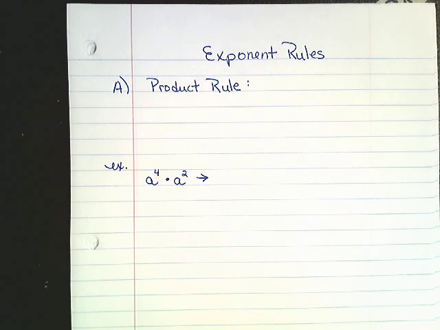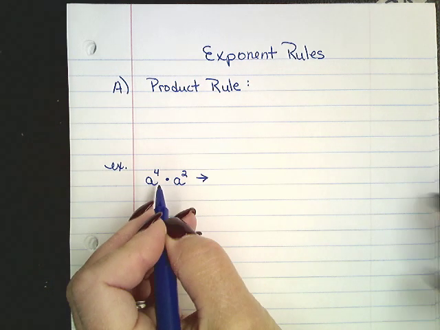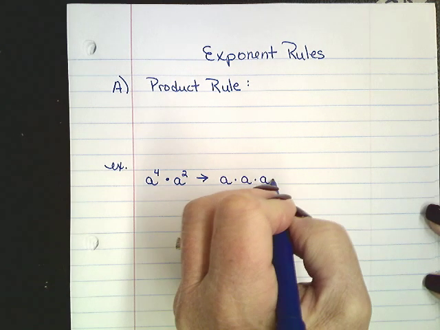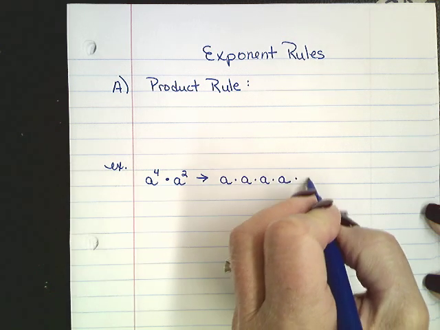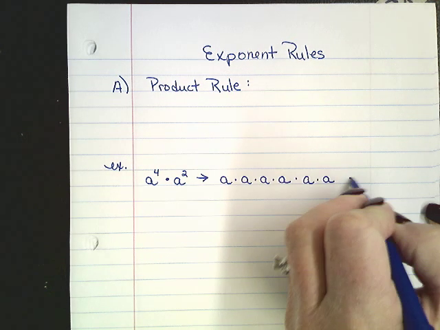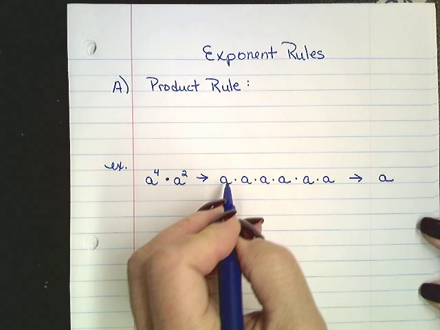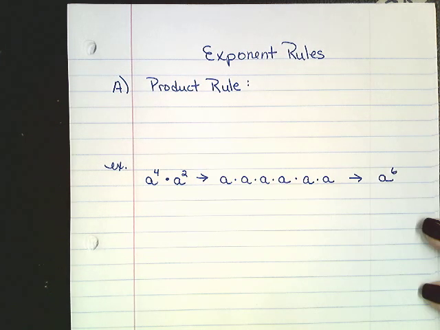Before we can figure out what the rule is, let's expand this. Let's expand like we learned in our lesson on Monday. So I'm going to take a to the 4th. That means there are 4 a's. 1, 2, 3, 4. And then I have 2 a's here times 1, 2. How many a's do we have all together? That would be a to the 1, 2, 3, 4, 5, 6. A to the 6th power.